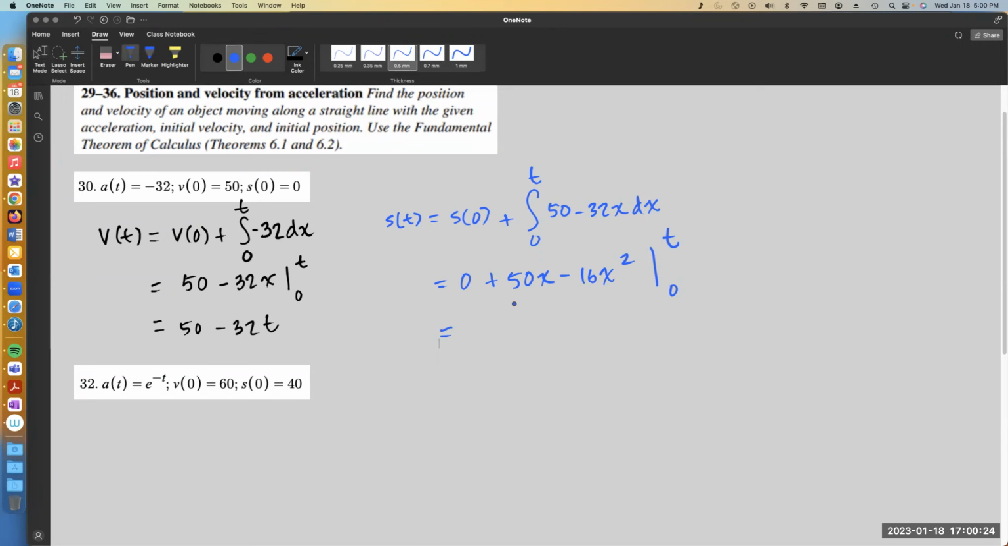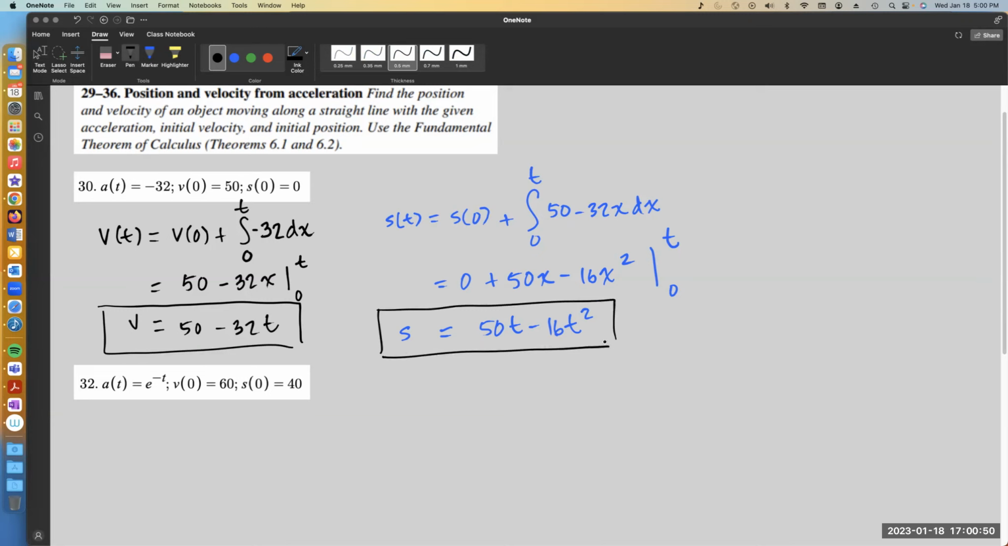Now we plug in our upper limit of integration. Plugging in the upper limit of integration gives us this. And then we subtract off the antiderivative at the lower limit of integration. Lower limit is 0. Plug it in, we get 0. So that we are done. Here is our s. There is our v. So we've got our velocity function, and we now have our position function as well.